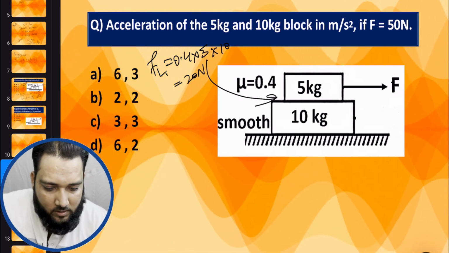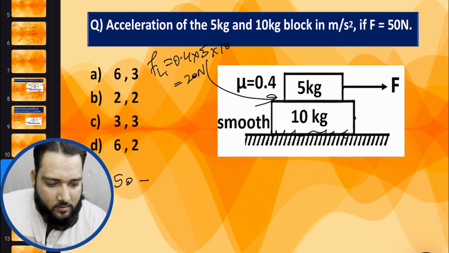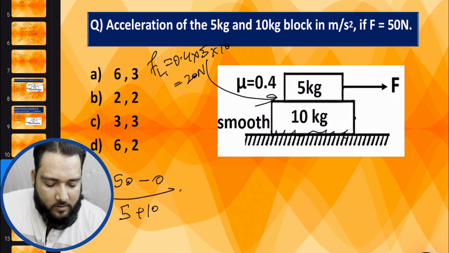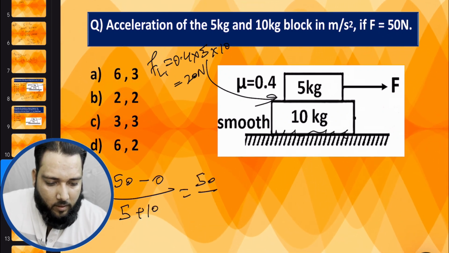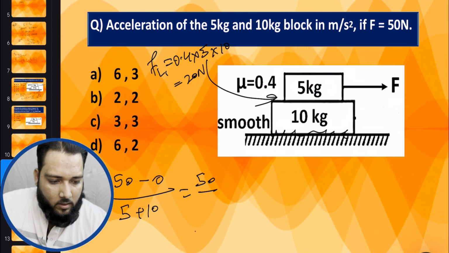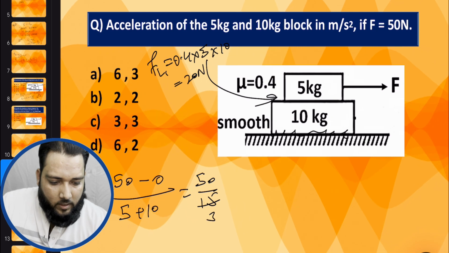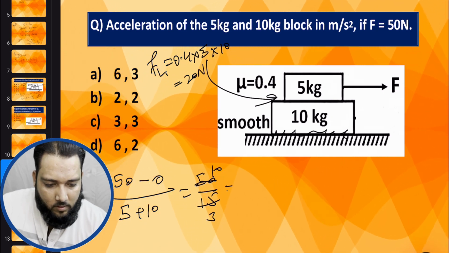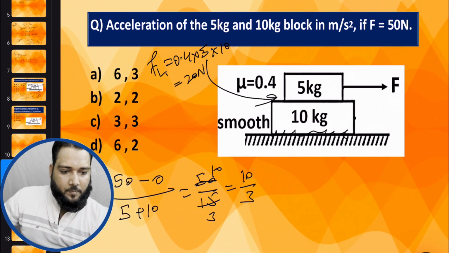And the common acceleration will be net force. F is 50, minus 0, as this is again smooth, divided by m1 plus m2, that is 5 plus 10, which is 15. So 50 divided by 15, that will be 10 by 3.